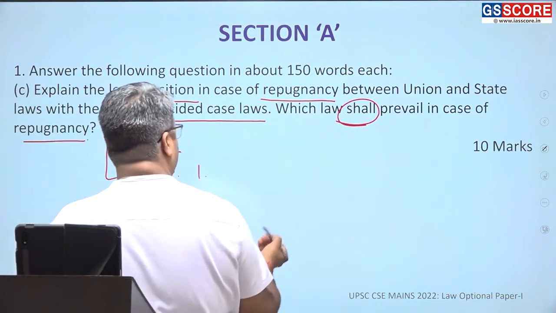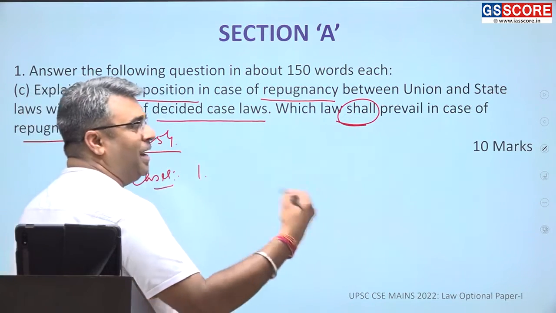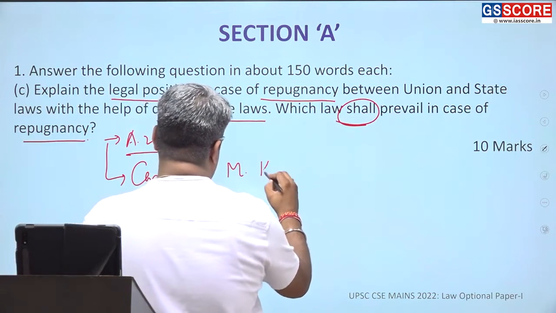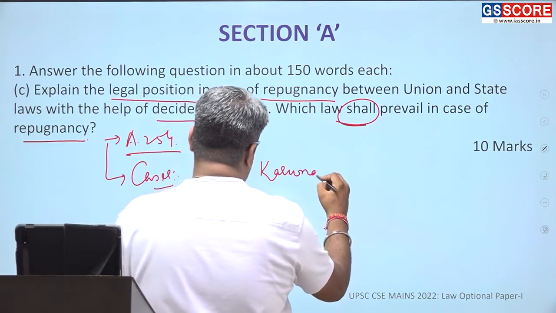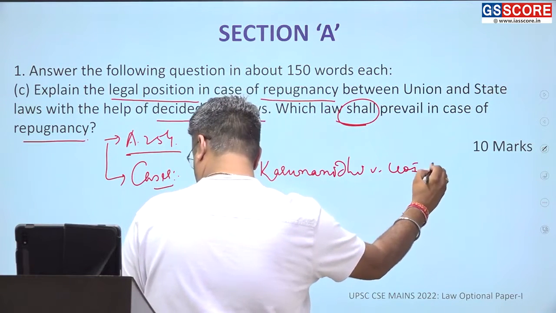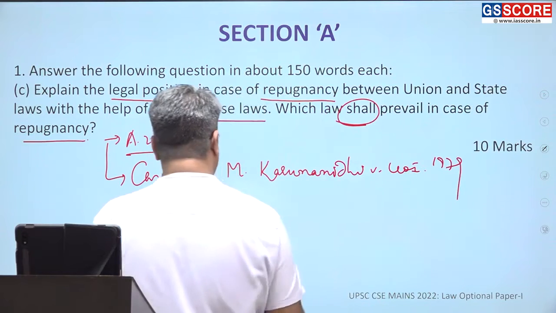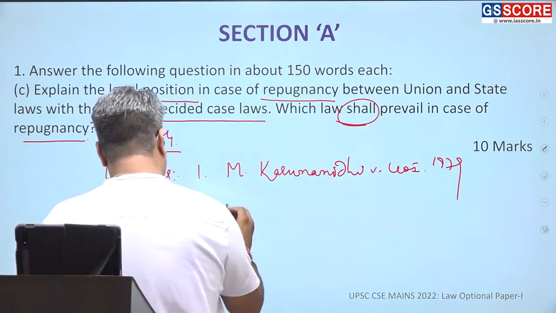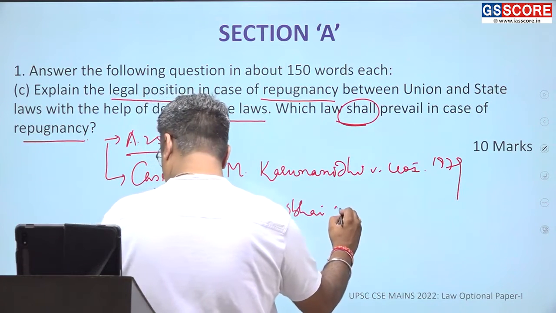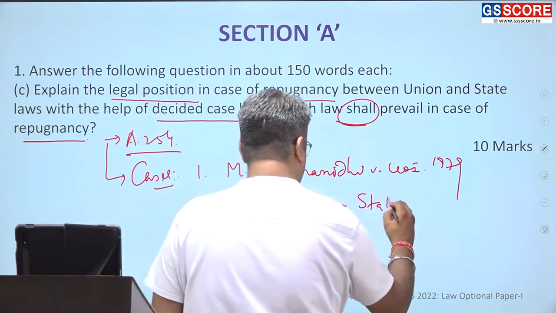One of the main cases in which this doctrine was actually applied by the Supreme Court is M. Karunanidhi versus Union of India, 1979. And the second case which you can mention, Zaverbhai versus State of Bombay.